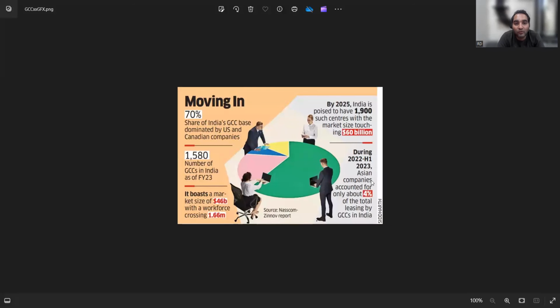So why is GCC looking to hire at this particular moment, and what can you expect? If you are looking for any kind of role in the IT industry, this is a good opportunity. By 2025, India is going to have more than 1,900 centers with a market size touching $60 billion. This is a report where these statistics are collected. There are currently more than 1,500, or you can say 1,600, GCCs in India as of financial year 23. Also, they are now opening in tier 2 cities.